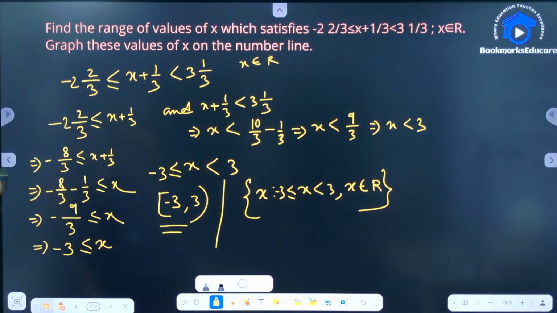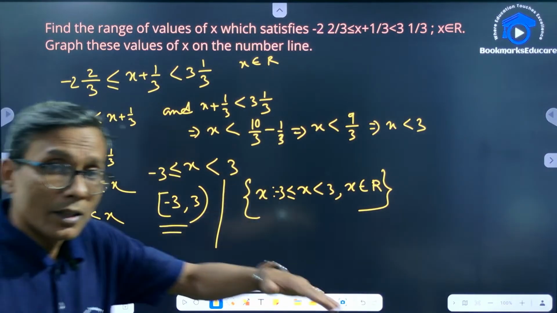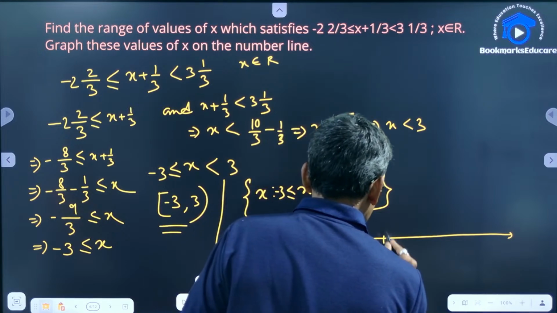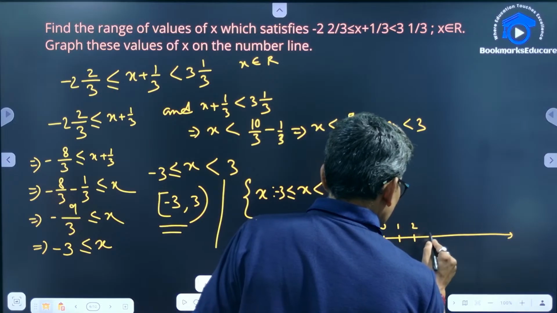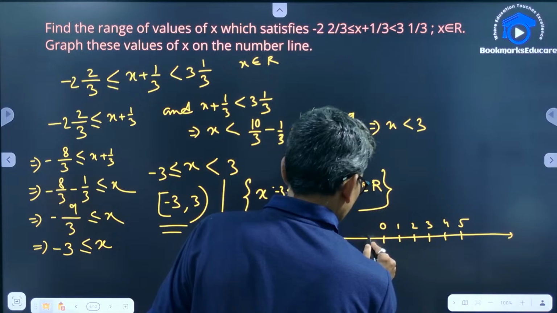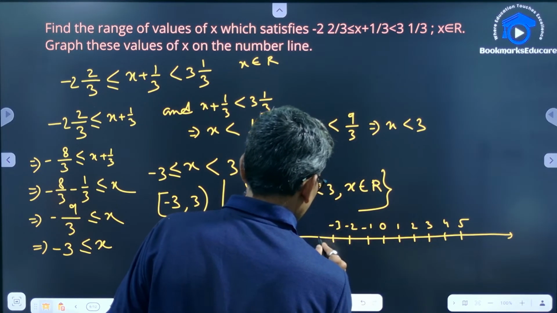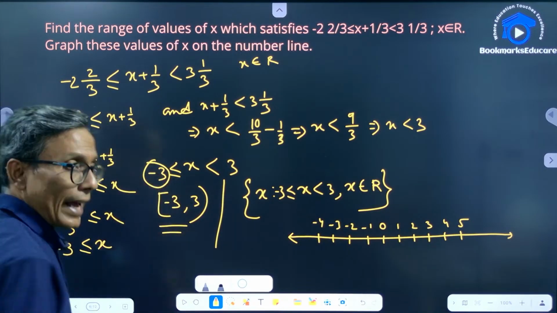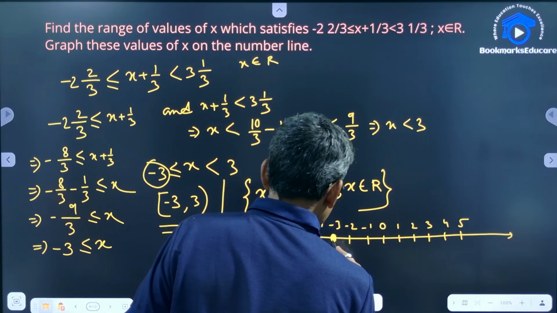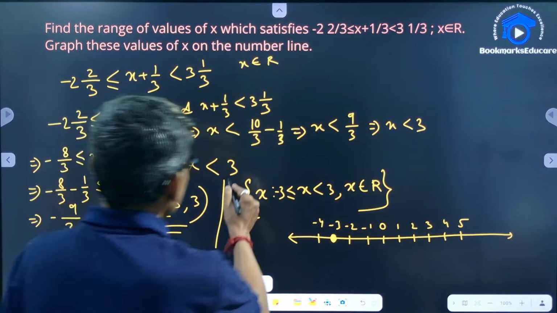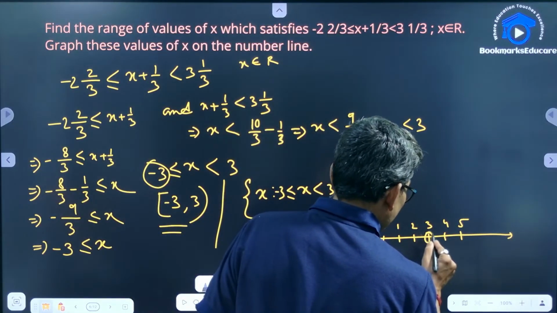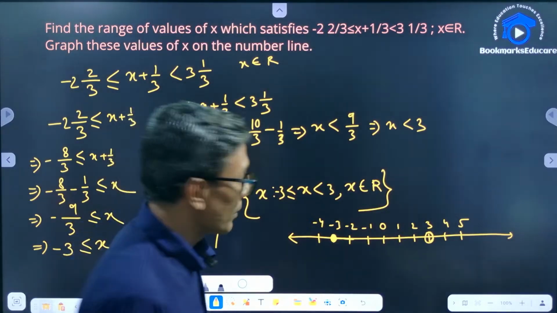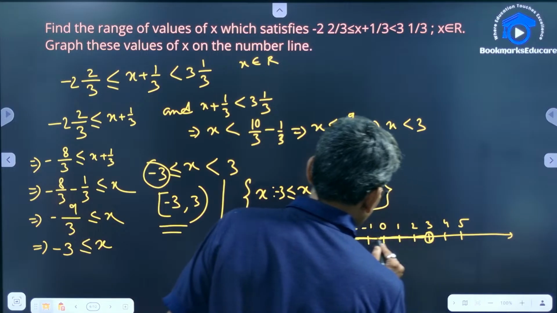Okay, now this solution set we have to put on a number line. 0, 1, 2, 3, 4, 5, minus 1, minus 2, minus 3, minus 4. x greater than equal, meaning the value minus 3 is included, so here we make a filled circle, a closed circle, and it is less than 3, so here we make an open circle. Clear? Now the line between both circles we make thick. That's it. Clear?